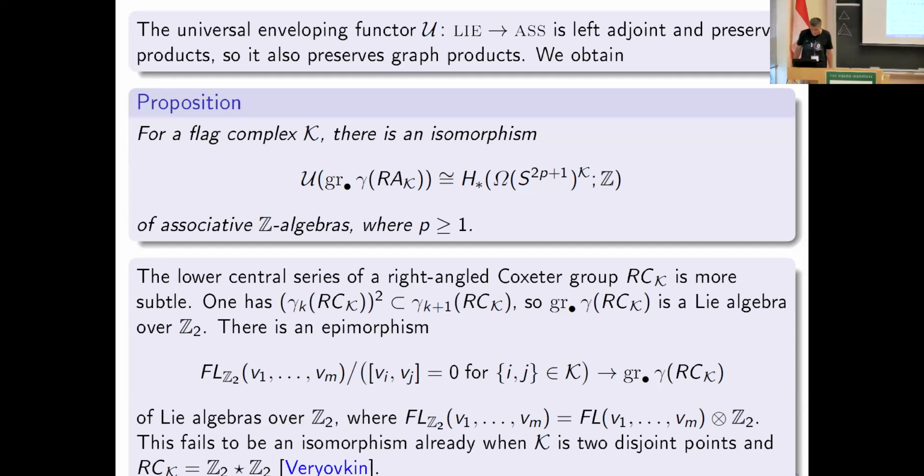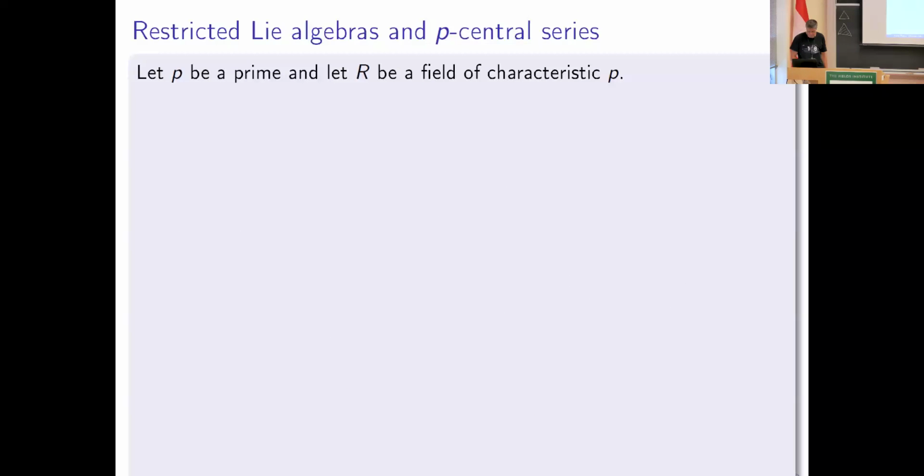Already when you have two disjoint points, it turns out that this is a finitely presented Lie algebra, but this one is not. It has infinitely many relations. It's in a sense smaller. So that map has a kernel. So there can be no analogy with this isomorphism when you work with ordinary central series. And once you have groups in which elements have prime order, then you should look at some other central series. They're called p-central series.